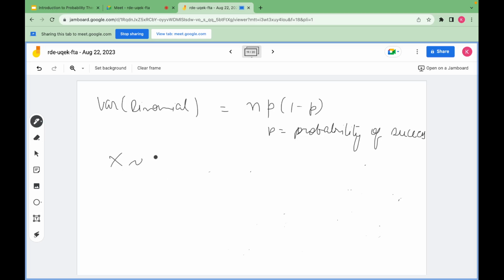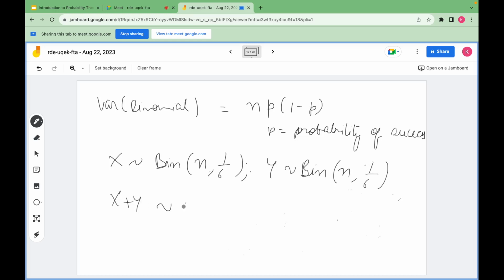This x is a binomial distribution with n comma 1 by 6, and y is also a binomial distribution with n comma 1 by 6. Now this x plus y is also a binomial distribution for the same n, and these probabilities will add up and become 2 by 6.